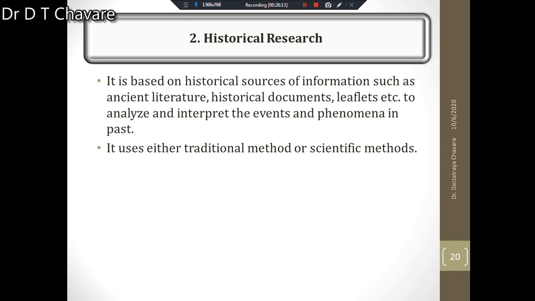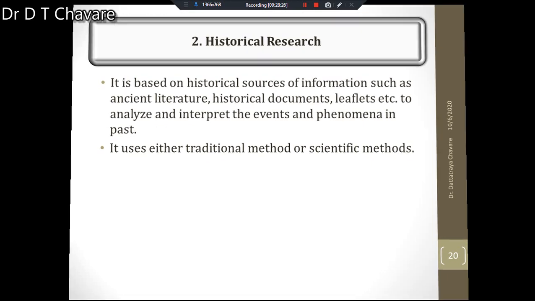It uses either traditional methods or scientific methods. This research uses either traditional or scientific methods. In this way, this is the second type of research, that is historical research.